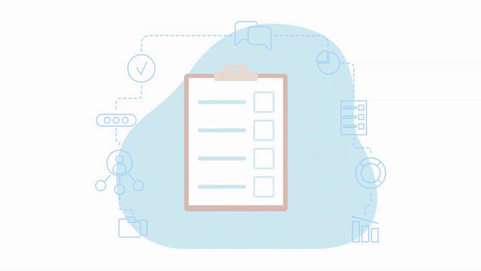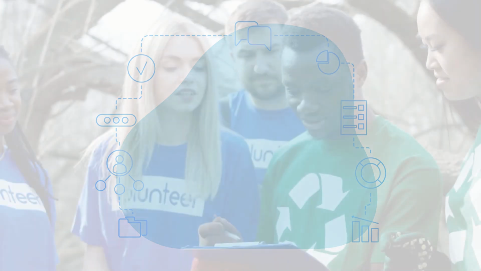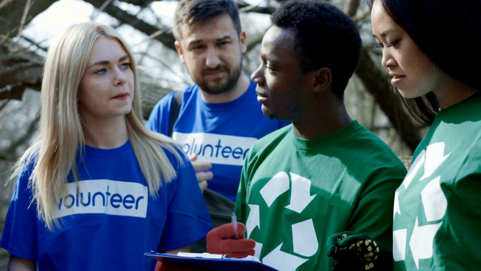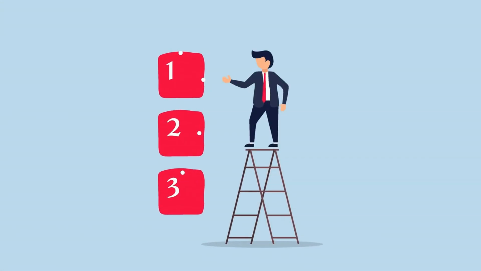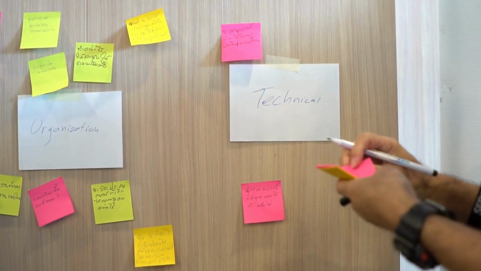Conduct community assessments by engaging with the community through surveys, interviews, or focus groups. Identify the specific challenges, interests, and aspirations of the youth in the community. Prioritize the identified needs based on urgency and impact. Consider both short-term and long-term goals to create a comprehensive plan.